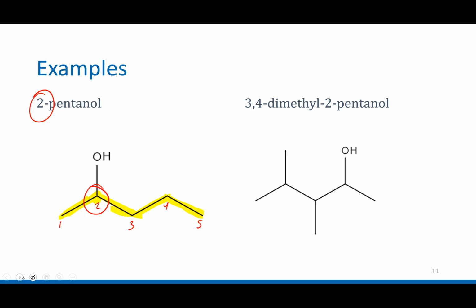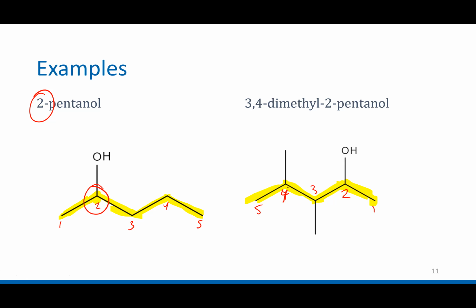Okay, I have a very, very similar example over here. I'm going to start numbering from the right side and go backwards. So there's my longest carbon chain highlighted. So I would start numbering. I wouldn't start numbering here because I want a number closest to the alcohol. So 1, 2, 3, 4, 5. All right, so this would be, forget about the alcohol for now, this would be pentane.